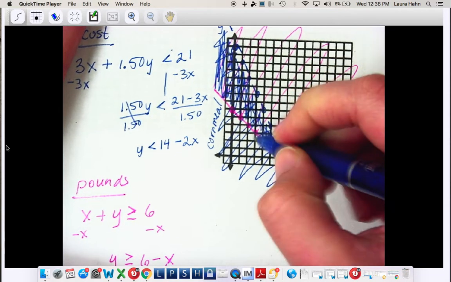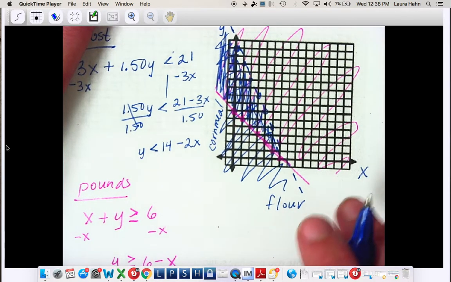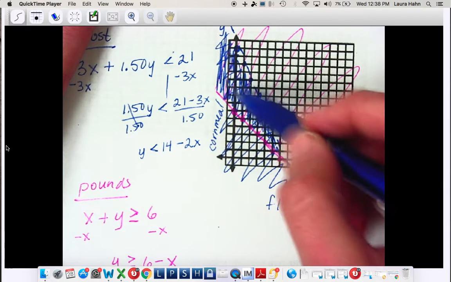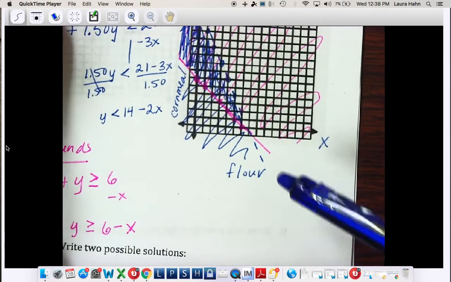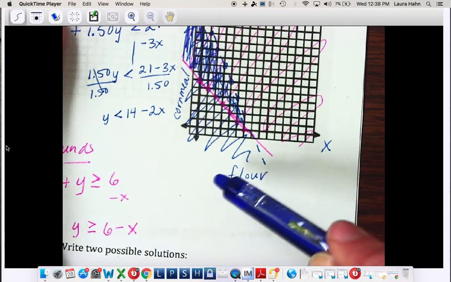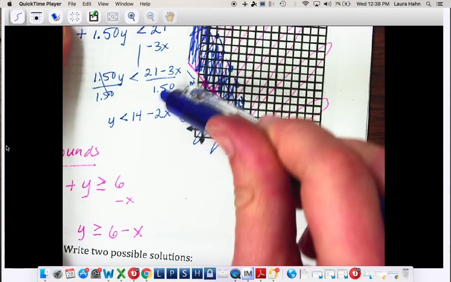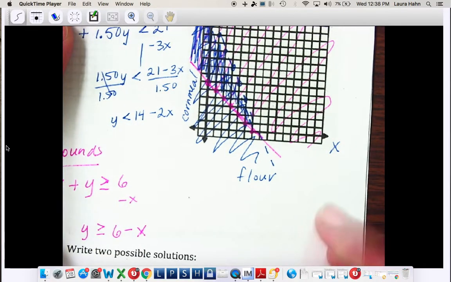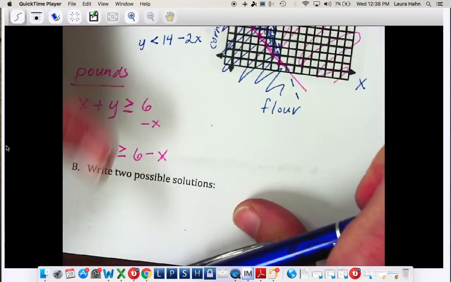Or any 2 points. Actually, I'll have you do that, and then I can check y'all's if your solutions work or not. Okay, so you can pick any 2 points that you want, and that is a possible solution. Write that down. Please label, though, how much flour, how much cornmeal. You need to be specific. Don't just give me 2 numbers. So say, for example, 2 pounds of flour, 5 pounds of cornmeal. Okay, so be specific. So write your 2 possible solutions, and I'll check them in class.